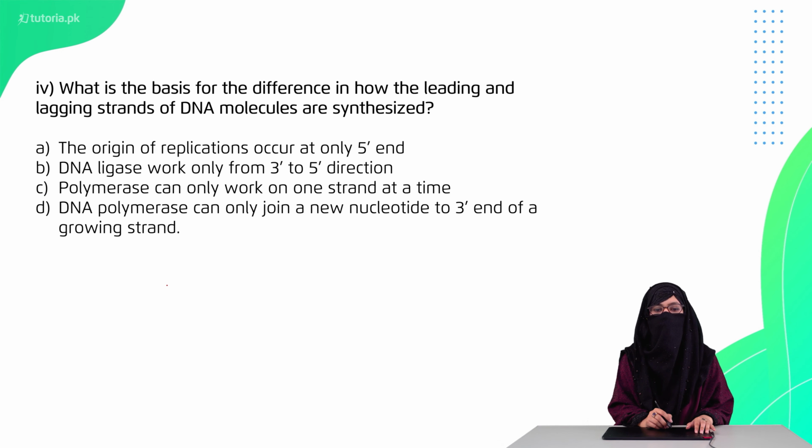Then, what is the basis for the differences in how the leading and lagging strands of the DNA molecule are synthesized? Option A, the origin of replication occurs at 5' only. Option B, the DNA ligase will only work in the 3' to 5' direction. Option C, polymerase can only work on one strand at a time. Option D, DNA polymerase can join a new nucleotide to the 3' end of the growing strand. The right option is option D, because you should know that on the 5' to 3' strand, the 3' end will be free and new nucleotides will keep being added on it.